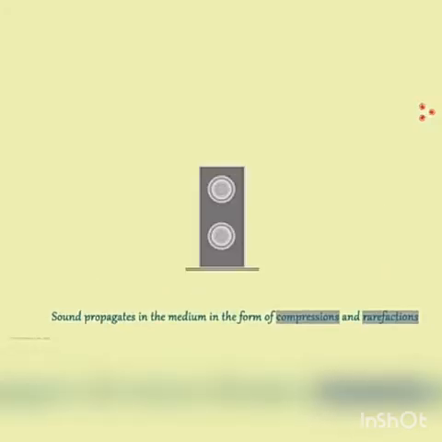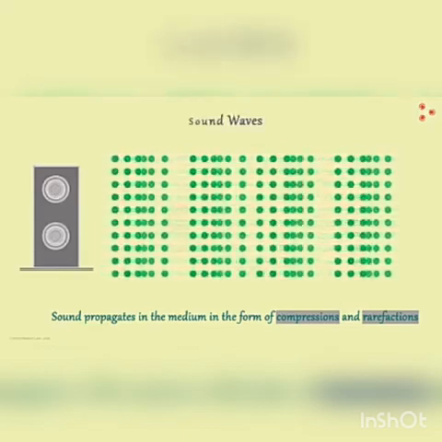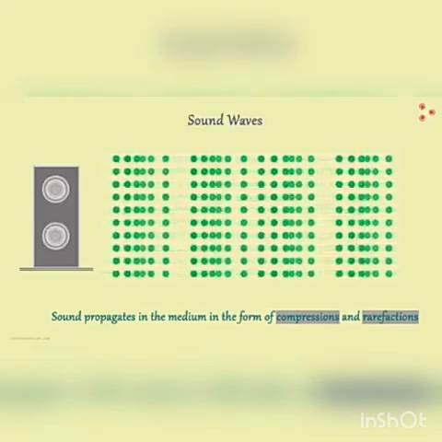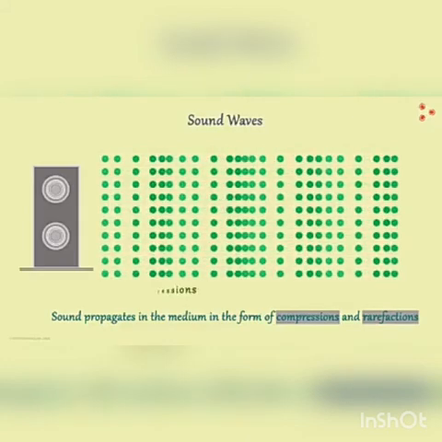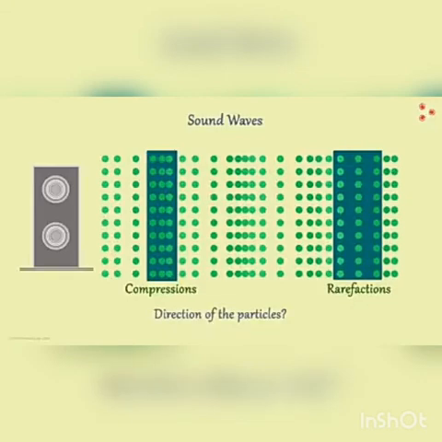We have seen how sound propagates through a medium. When the object vibrates, it creates a disturbance in the surrounding medium, and this disturbance is what we call a sound wave. The wave travels in the medium in the form of compressions and rarefactions. But in which direction do the particles of the medium vibrate? Before we answer that question, we will talk about longitudinal waves.